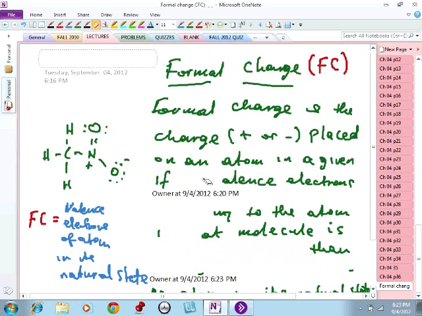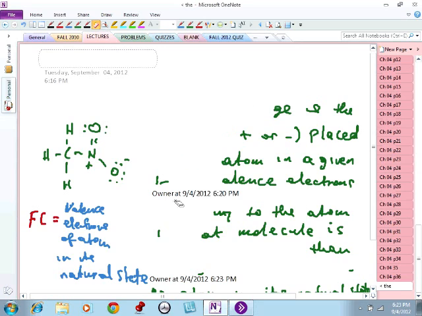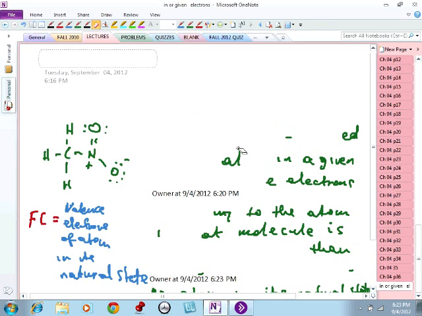Yes. You said the formal charge is the charge, positive and negative, of an atom in a given. The formal charge is what? Oh no, I'm not finished yet. Okay, well, let me just go to a new page.